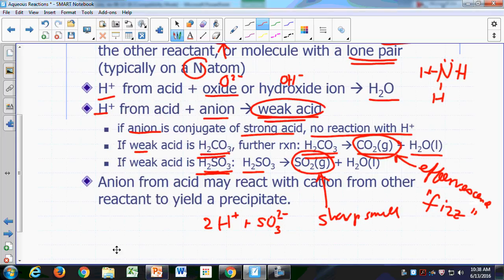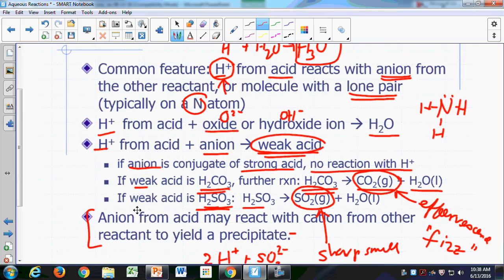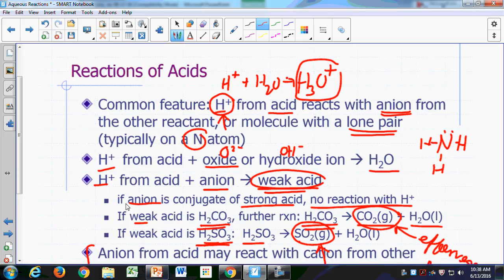Now, you do need to be aware of the possibility that the negative ion from the acid itself may react with a positive ion from some other reactant in your solution, and that could give you a precipitate. So those are the common reactions you might expect if you have an acid and you react with something else in aqueous solution.